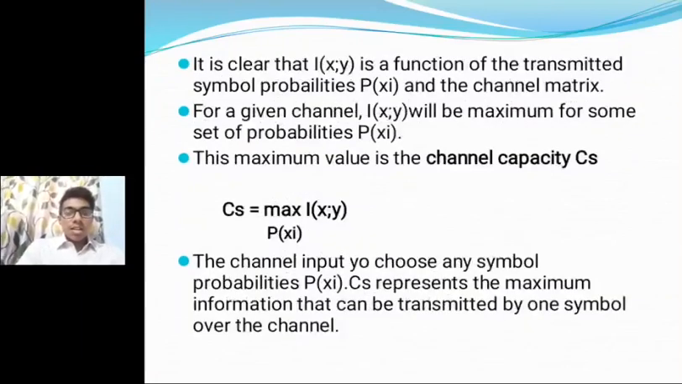From the above equation, it is clear that I(X;Y) is a function of the transmitted symbol probabilities p(xi) and the channel matrix. For a given channel, I(X;Y) will be maximum for some set of probabilities p(xi). This maximum value is the channel capacity. The maximum value is given by C_s equal to max I(X;Y). That means the maximum value we get is the channel capacity for the discrete memoryless channel. The channel input can choose any symbol probabilities p(xi), where C_s represents the maximum information that can be transmitted by one symbol over the channel.